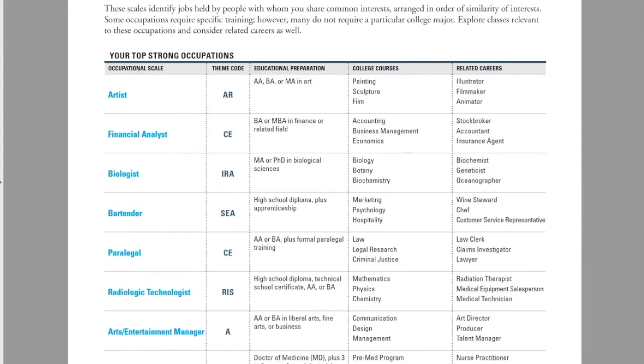Page 13 is your top 10 strong occupations and associated information, including educational preparation and college courses. I particularly like this column right here with related careers, as now your list of 10 careers has grown to 40, and it helps you more fully consider career opportunities.